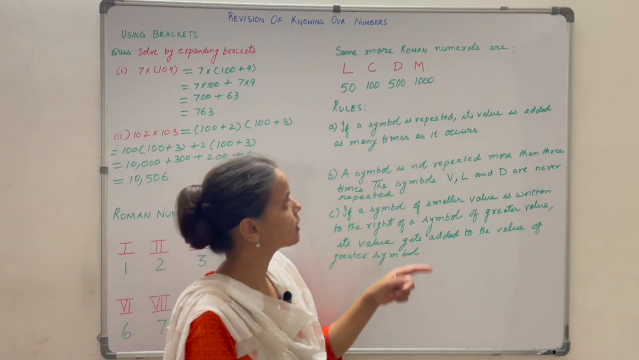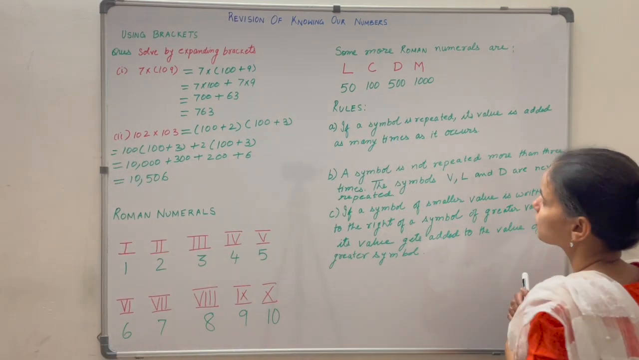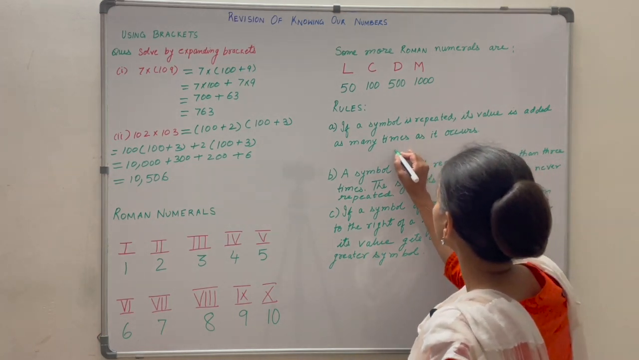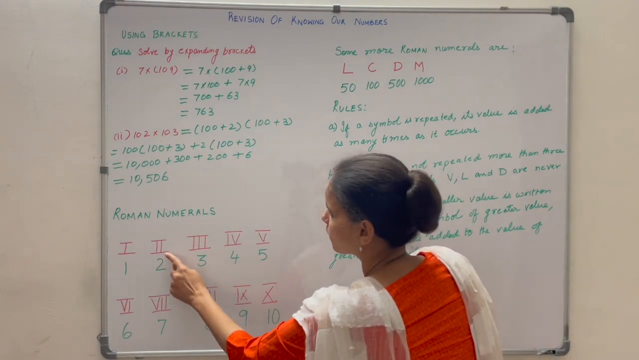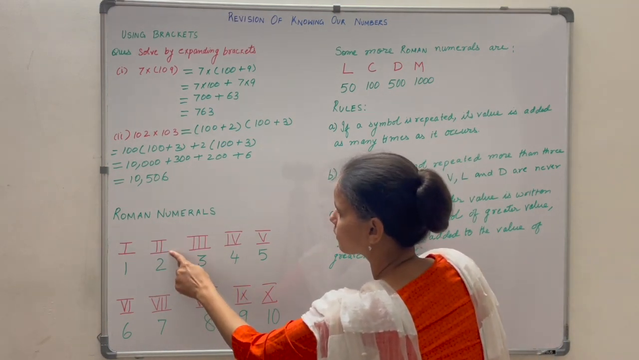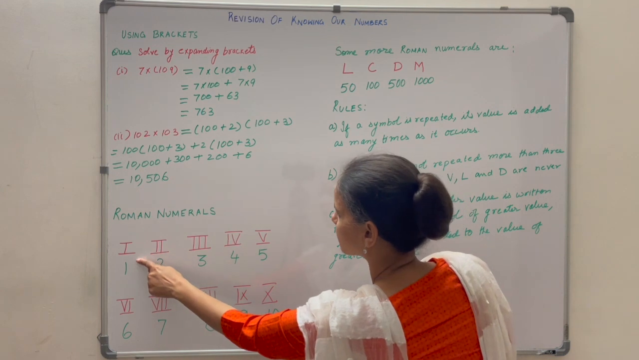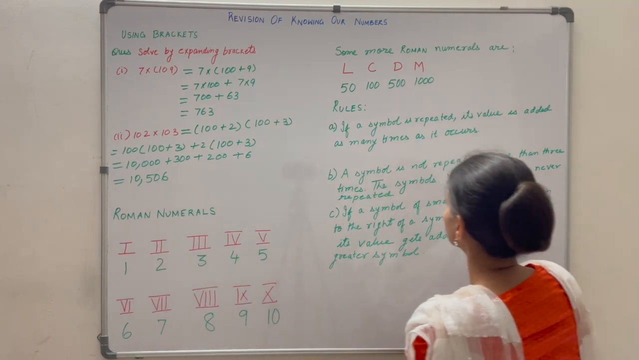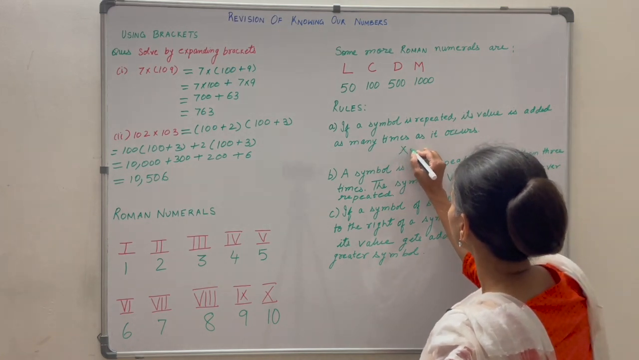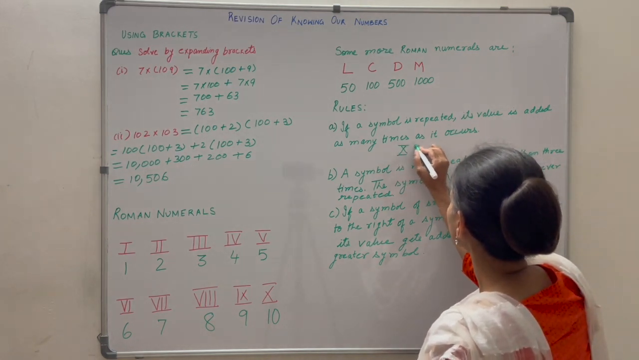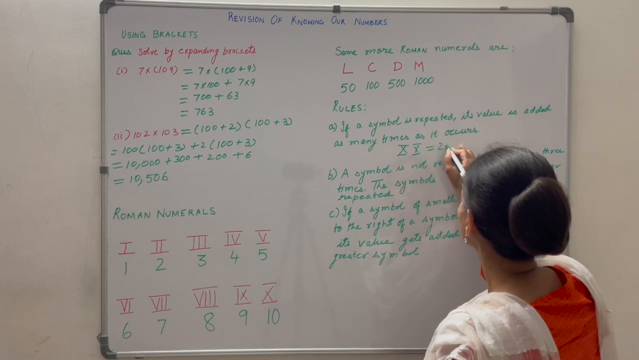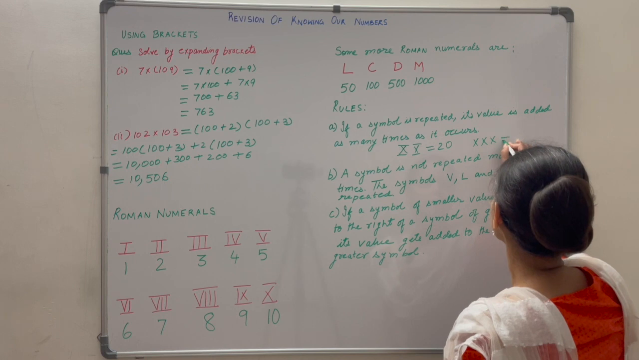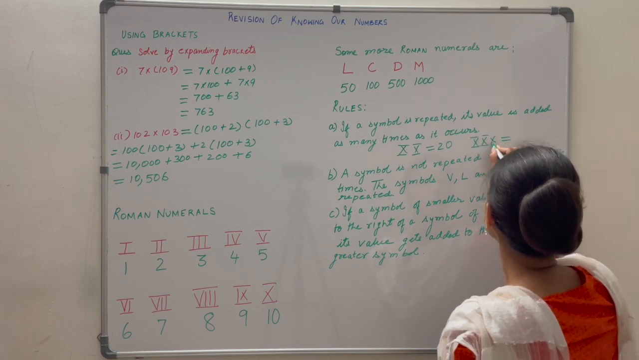If a symbol is repeated, its value is added as many times it occurs. For example, here you see 2. This is repeated twice, so the value is added. When this is repeated 3 times, it becomes 3. Similarly, if this repeats 2 times, then this is equals to 20. If it is repeated 3 times, then it is equals to 30.